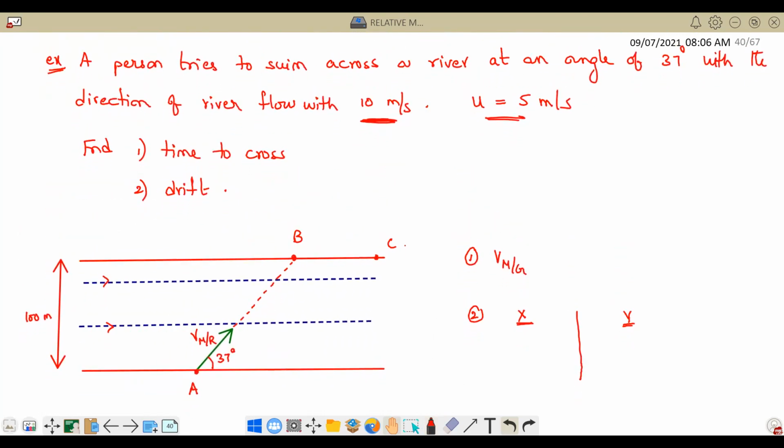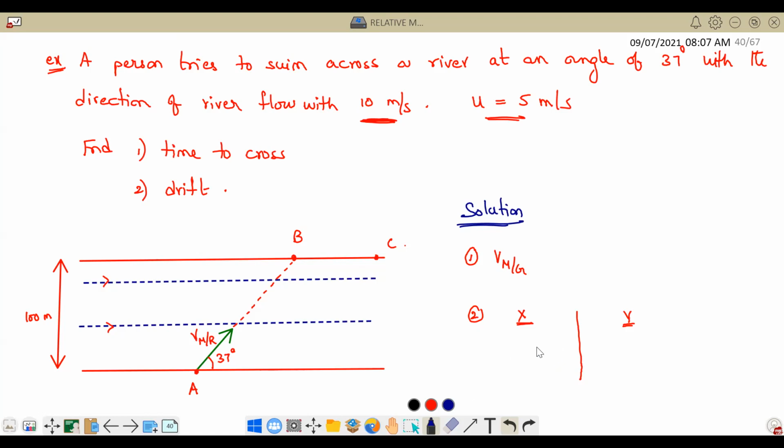Have you understood the method of solution? Here I did not ask you to find the velocity of man with respect to ground, but you have to calculate this to calculate the time to cross the river. Are you able to understand that? So this is called the standard method.